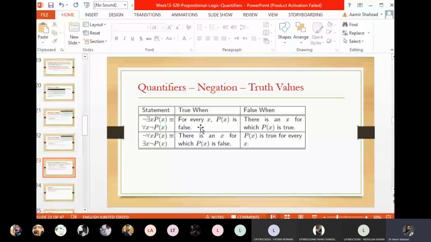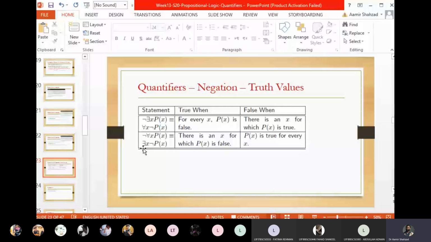और negation false कब होगी? So when quantifier is true. So negation false कब होगी? There is an x for which p of x is true. So for universal quantifier, for all x p of x, इसकी negation of for all x p of x. So there exists some x for which p of x is false, then this negation is true. So there is an x for which p of x is false.